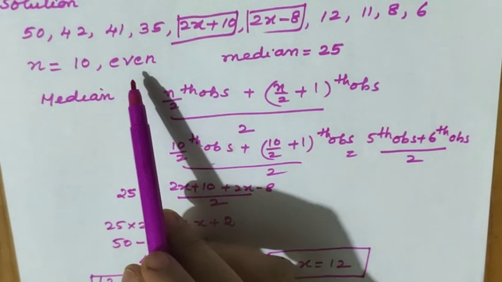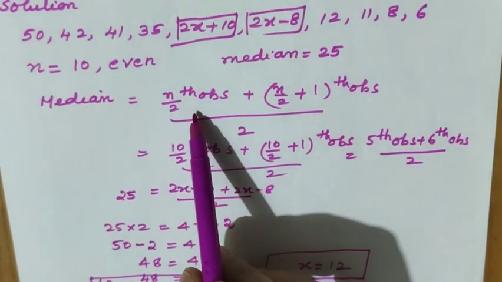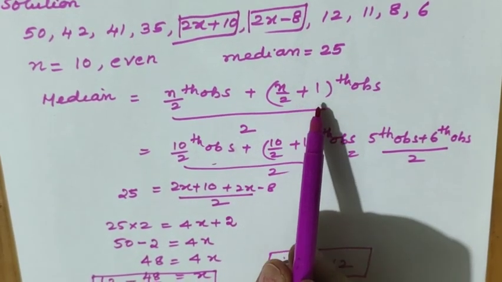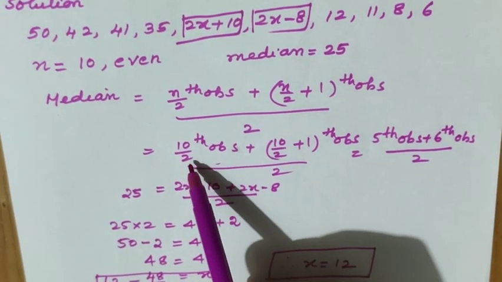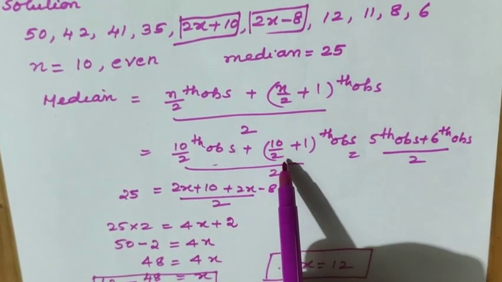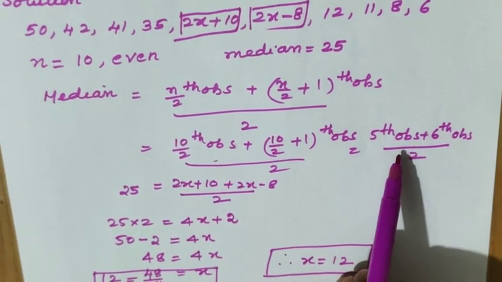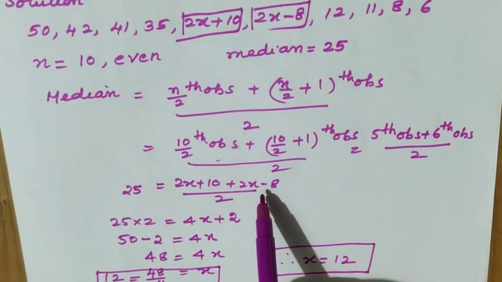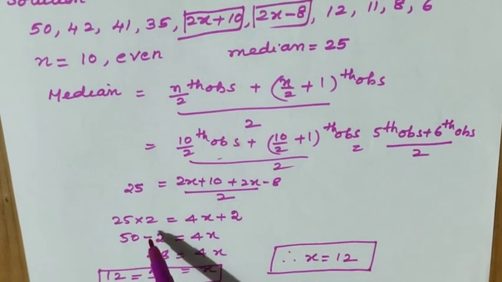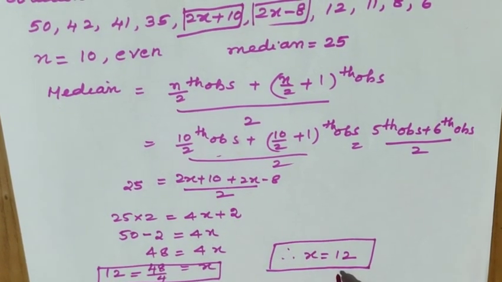So in case of even number, the formula will be n by 2th observation plus n by 2 plus 1th observation, so divide by 2, average of these two observations. So 10 by 2 and 10 by 2 plus 1th observation, that is respectively 5th and 6th observations. We have substituted 2x plus 10 and 2x minus 8 divided by 2. After solving, we will get x equal to 12.